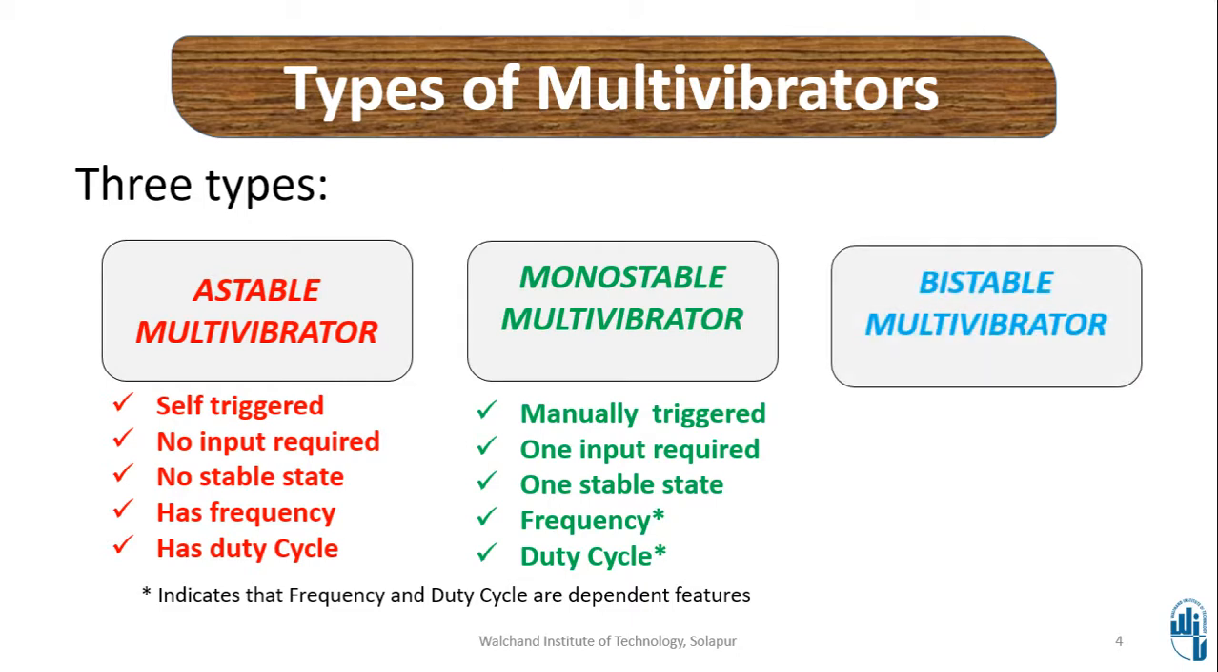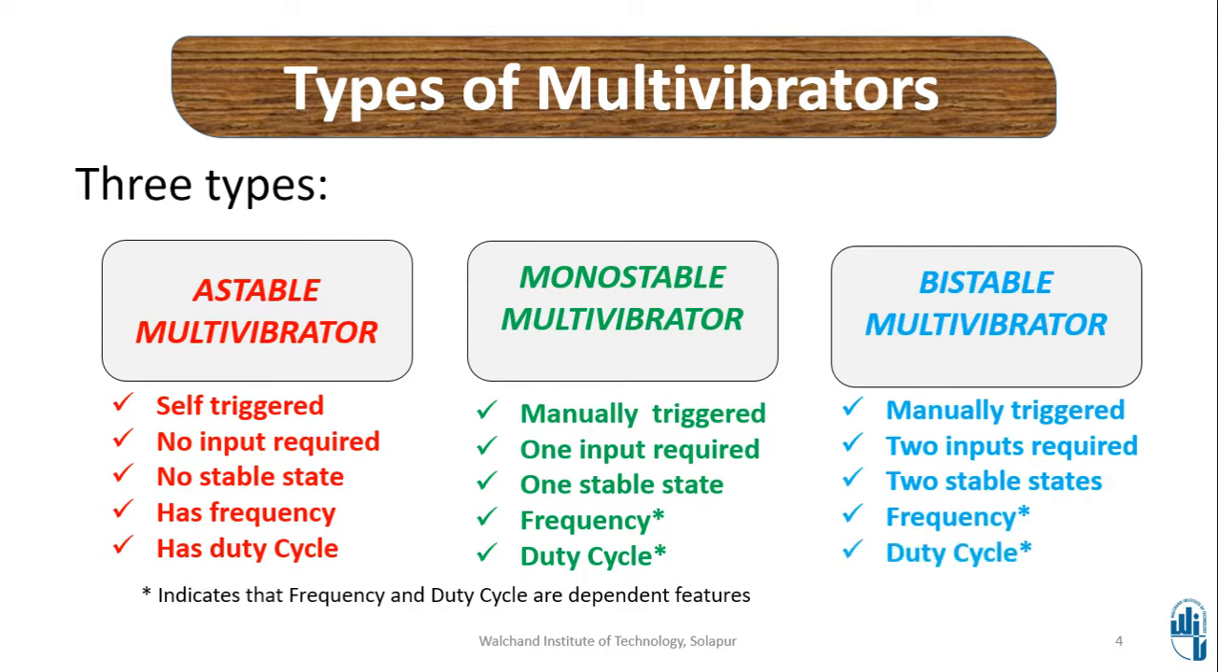The third variety of multivibrators is the bistable multivibrator. As the name indicates, this kind of multivibrator has two stable states. Therefore, the features can be summarized as below. It is of course manually triggered, like the monostable multivibrator. It requires two inputs, one could be a set and the other a reset input. Therefore, it has two stable states. The frequency and duty cycle are again dependent, similar to the monostable multivibrator.